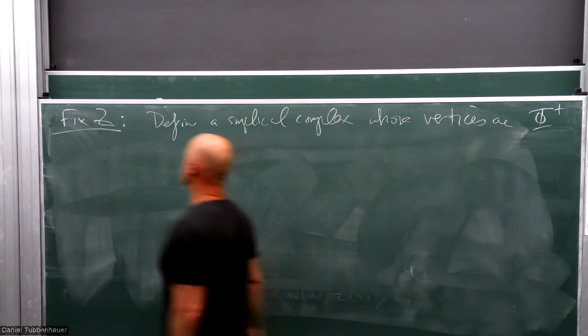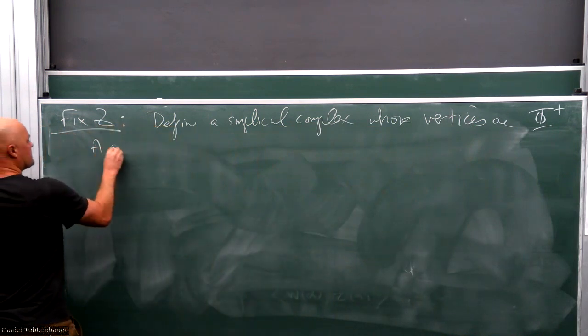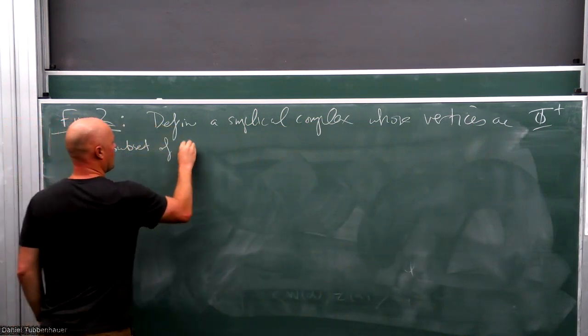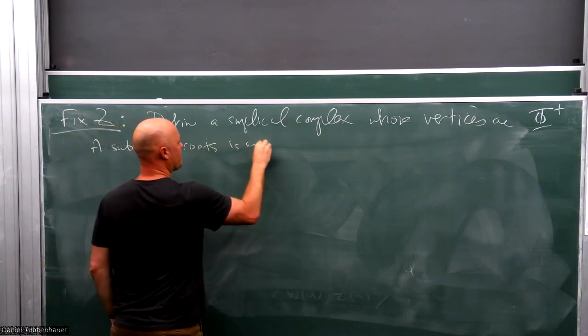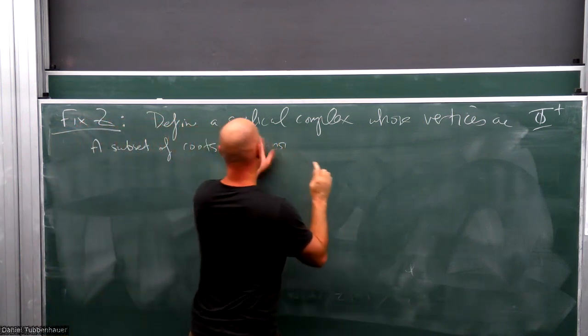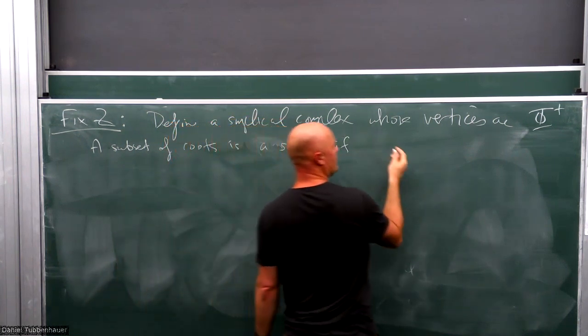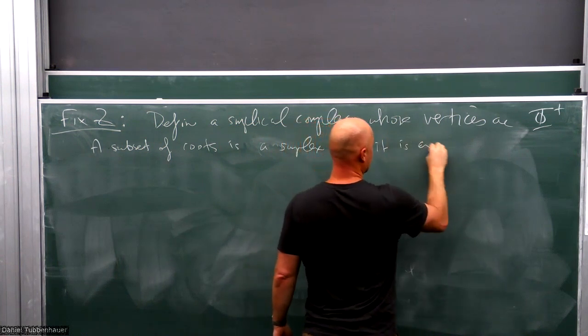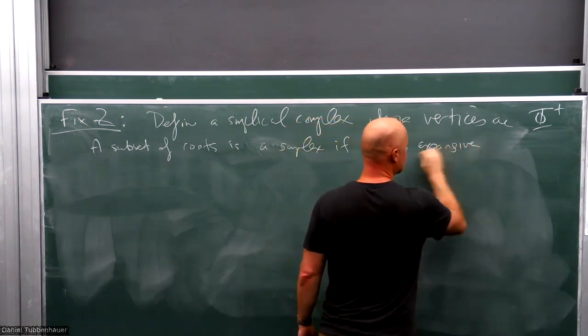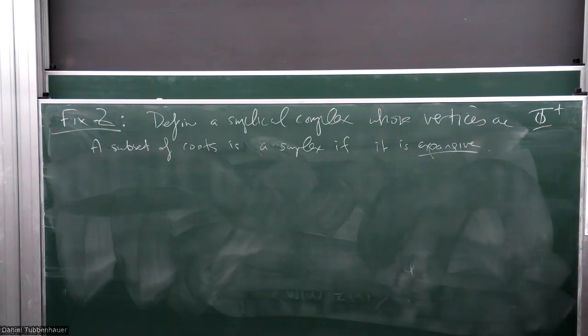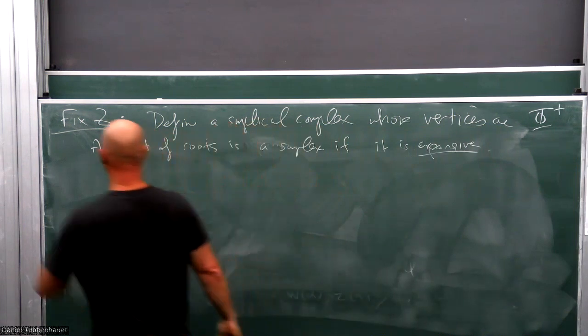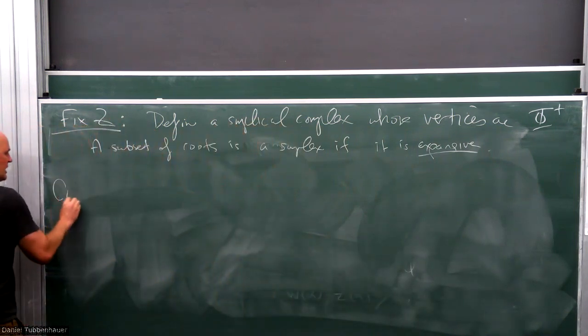Okay. So a subset of roots is a simplex if it is expansive. I'm not going to write out exactly what that means. Just keep in mind it means this: if you take a minimal isostatic framework and you remove the root, that it has an expansive motion. So this is a simplicial complex, which I'm sort of saying quickly, and then here's the conjecture.